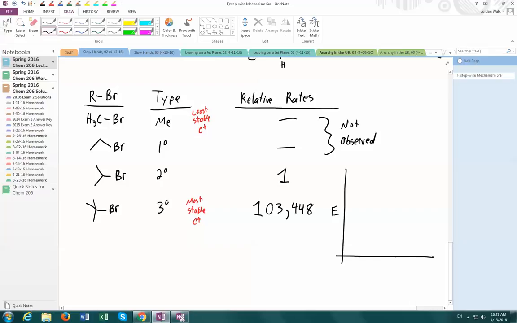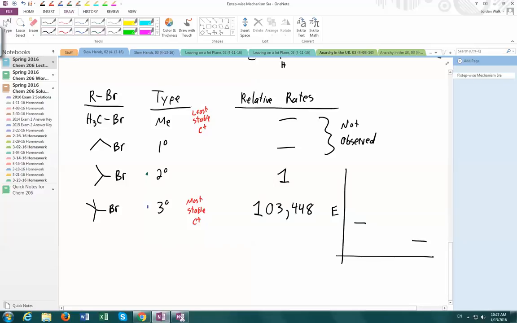So what's not observed is when we have this methyl bromide or this primary alkyl bromide, the reaction just doesn't take place. Or we could say it takes place, but it takes place so slowly that we don't detect it. And so it's just because the carbocation is still. All right, so for our energy diagram here, we'll color code.